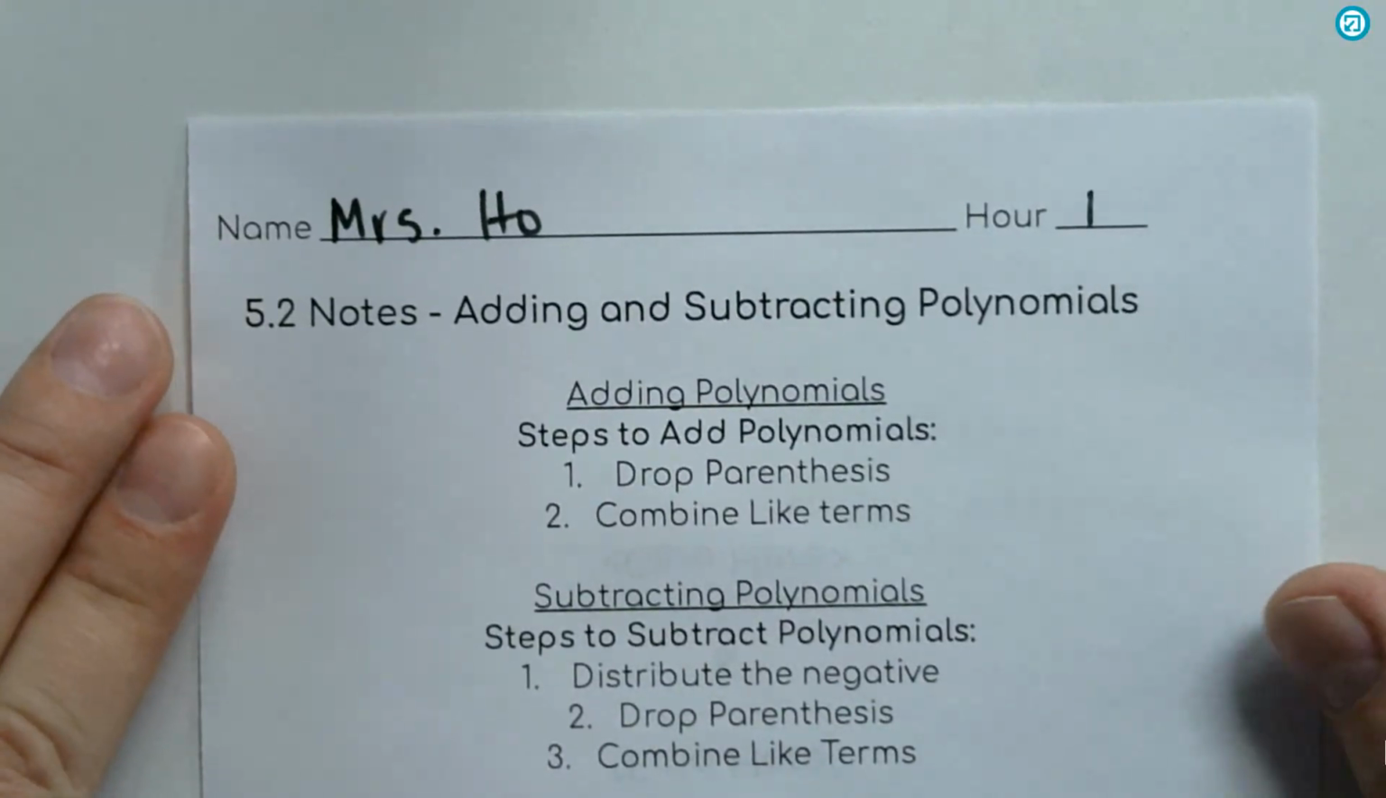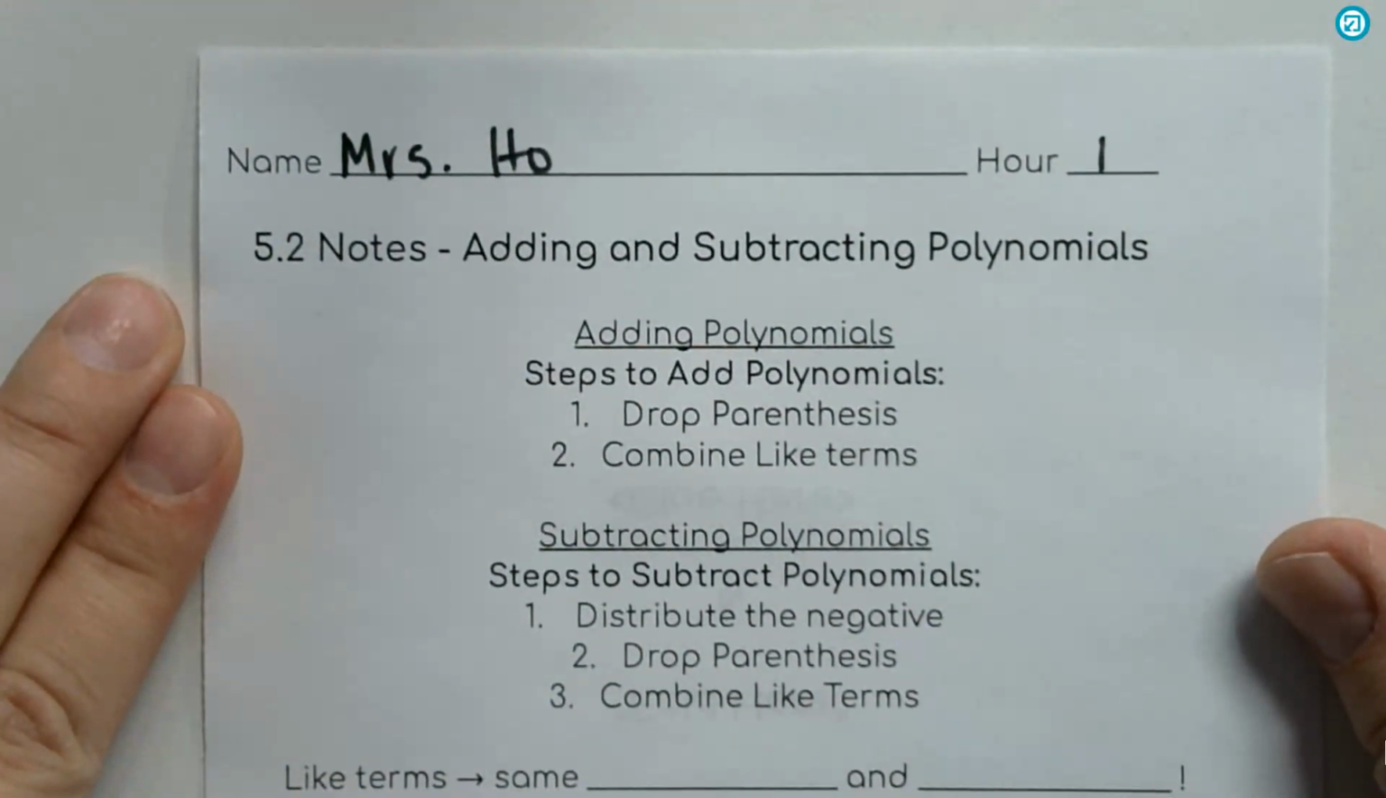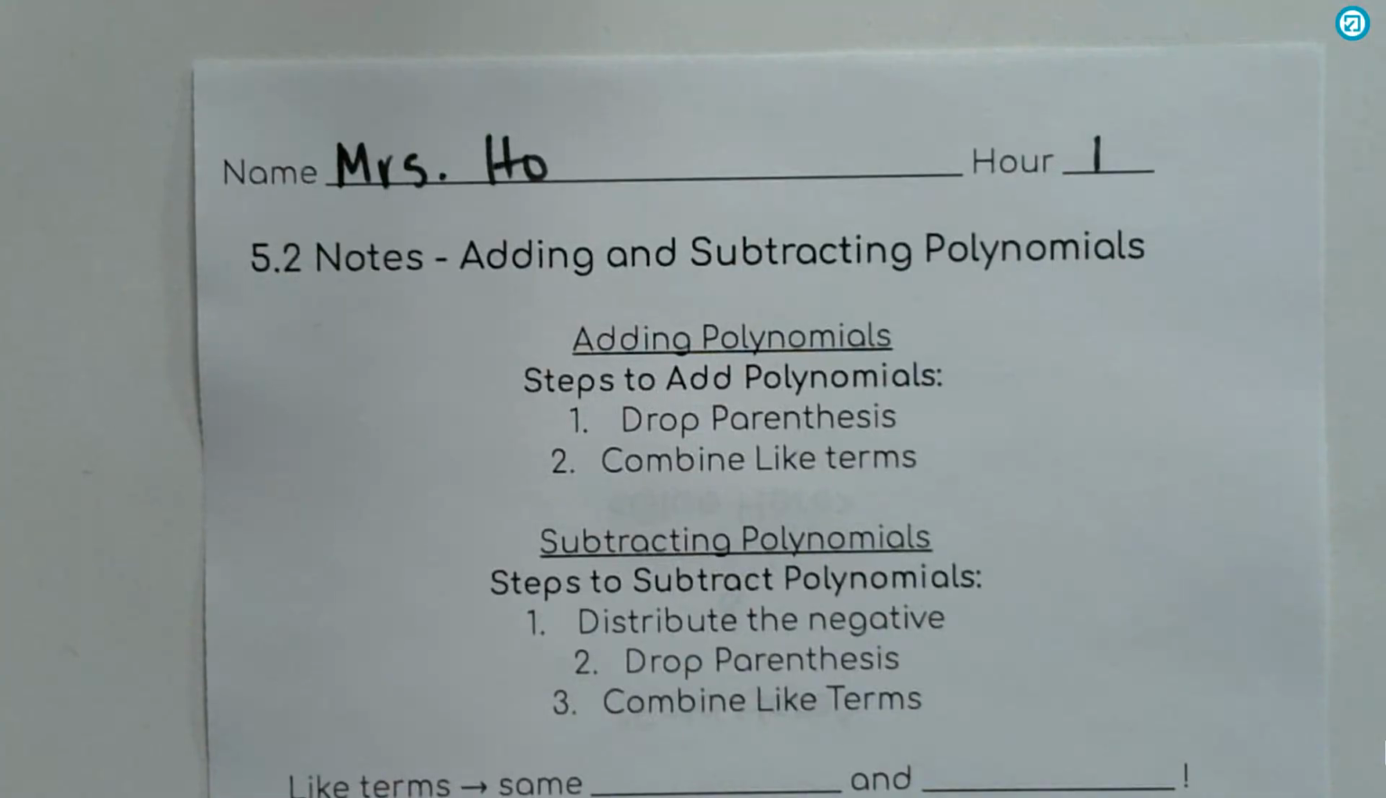Okay. So, today we are adding and subtracting polynomials. Steps are super similar. There's one extra step to subtracting. So when we are adding polynomials, so we have two polynomials that we are adding together, we can just ignore the parentheses around them and combine like terms. Just like we did on Friday when we did 5.1, it's the exact same thing.